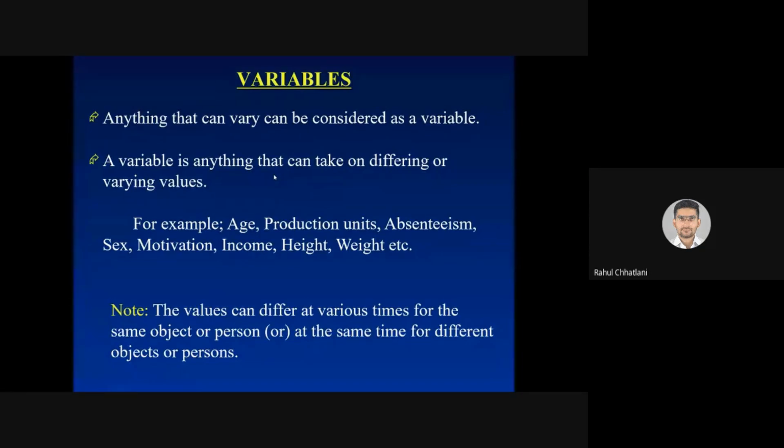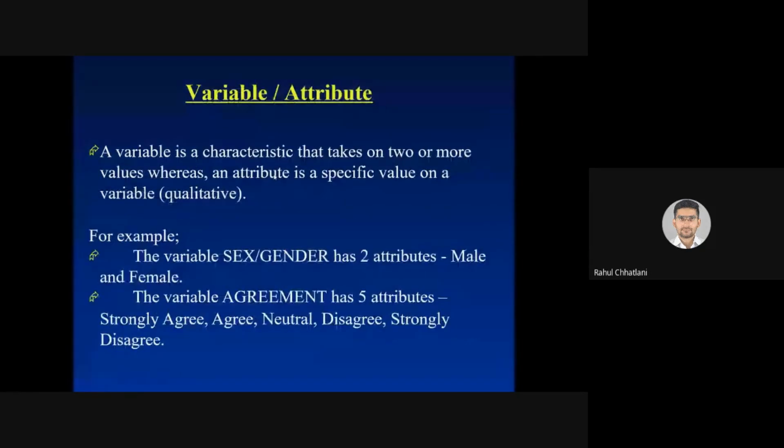A variable is a characteristic that takes on two or more values together, whether the attribute is a specific value or a variable. It will be qualitative. For example, the gender has two attributes, male and female. The variable agreement has 5: strongly agree, agree, neutral, disagree, strongly disagree. Yes, so depending on it, you want to know the quality, then more amount of variable is to be used.